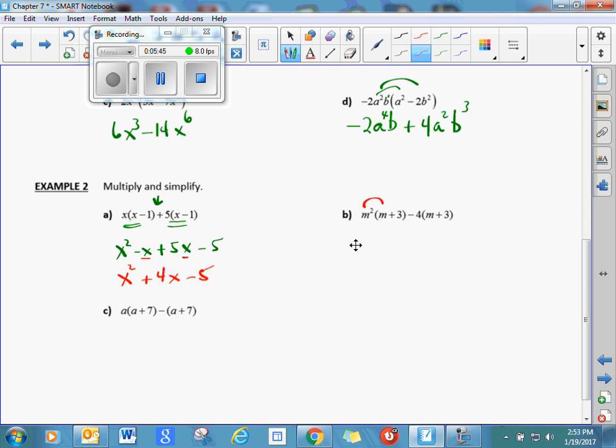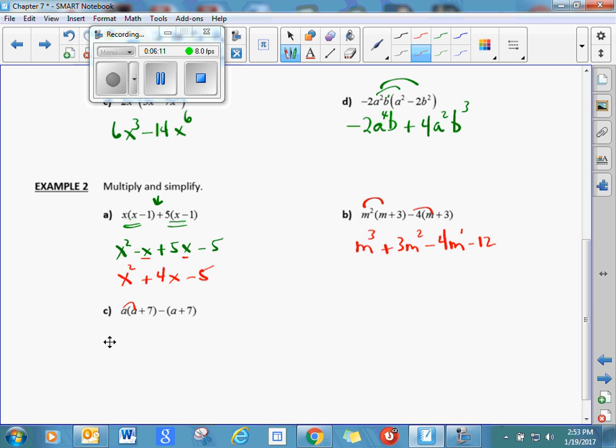M squared times m to the first is m cubed plus 3m squared minus 4m minus 12. And I don't think I can do anything else. My exponents are different on every single one of these first three terms, and then the back end is a constant. They're written in descending order, so it's actually in standard form as well.